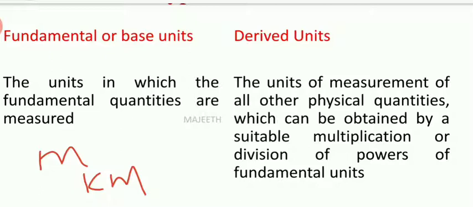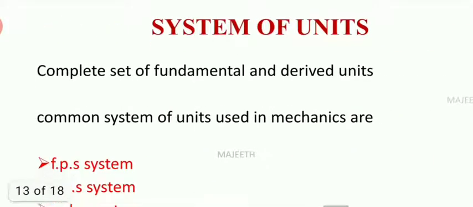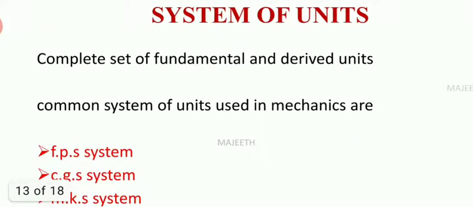Clear? Because that is obtained by multiplication or division of power, because kilometer is 10 power 3, that is multiplication by 1000, 10 power 3 meter. Right? Next, system of units. We studied what is fundamental unit and derived unit. The complete set of fundamental and derived units is known as system of units.